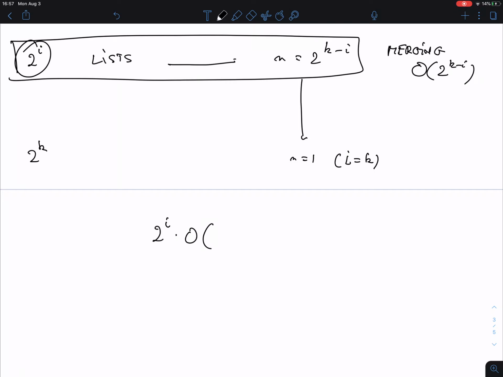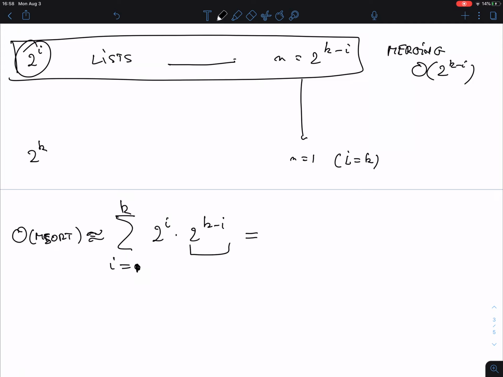Let's not write O anymore, but we're doing O calculations, right? So what is the complexity of merge sort? Well, we have 2^i lists that have to be merged, and this is the number of comparisons it requires to merge them, and each of them has to be merged, so that's 2^i of them. And then we have to do this for i going from 1 to k.